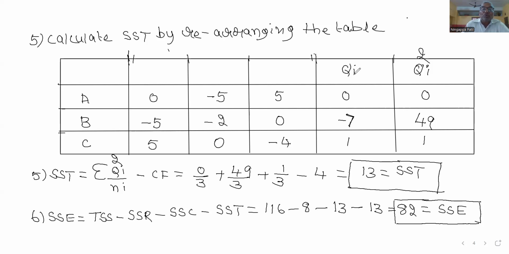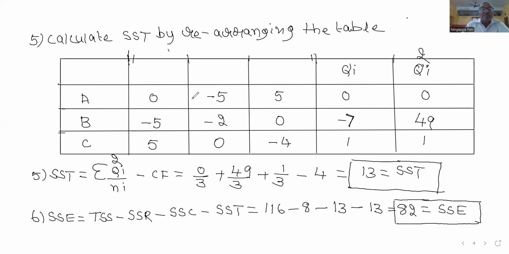And again, Qi means sum of them. 0, minus 5, plus 5, 0. And 0 square is 0. And similarly, minus 5, minus 2, plus 0, minus 7. Minus 7 square is 49. And next, 5 plus 0, minus 4, 1. 1 square is 1.